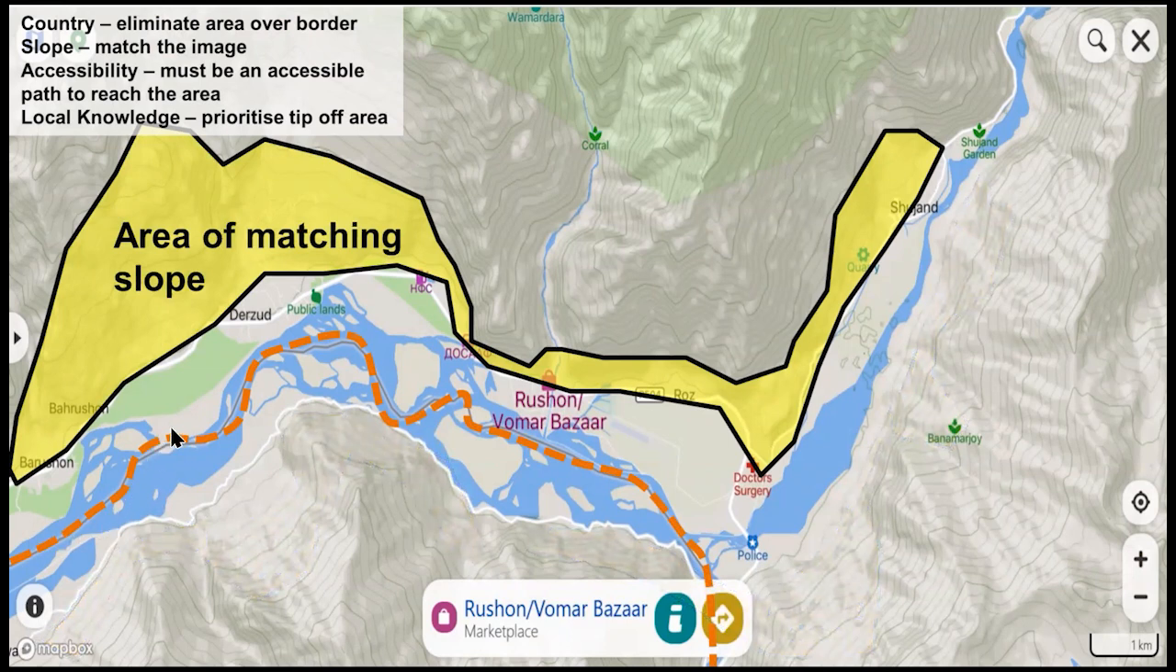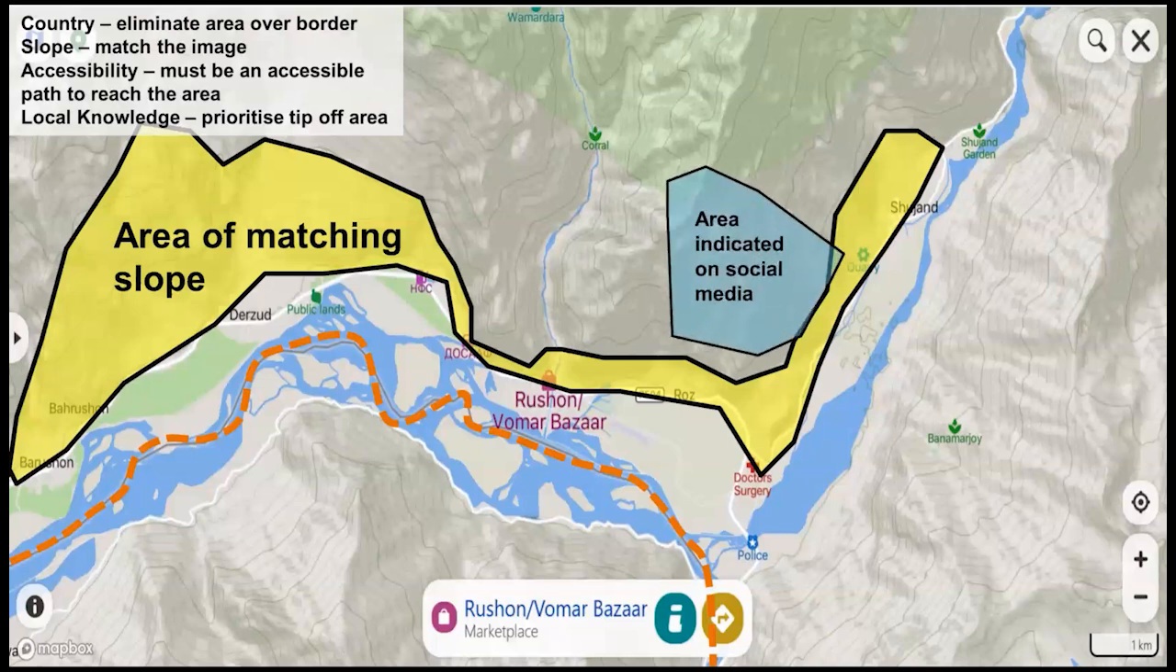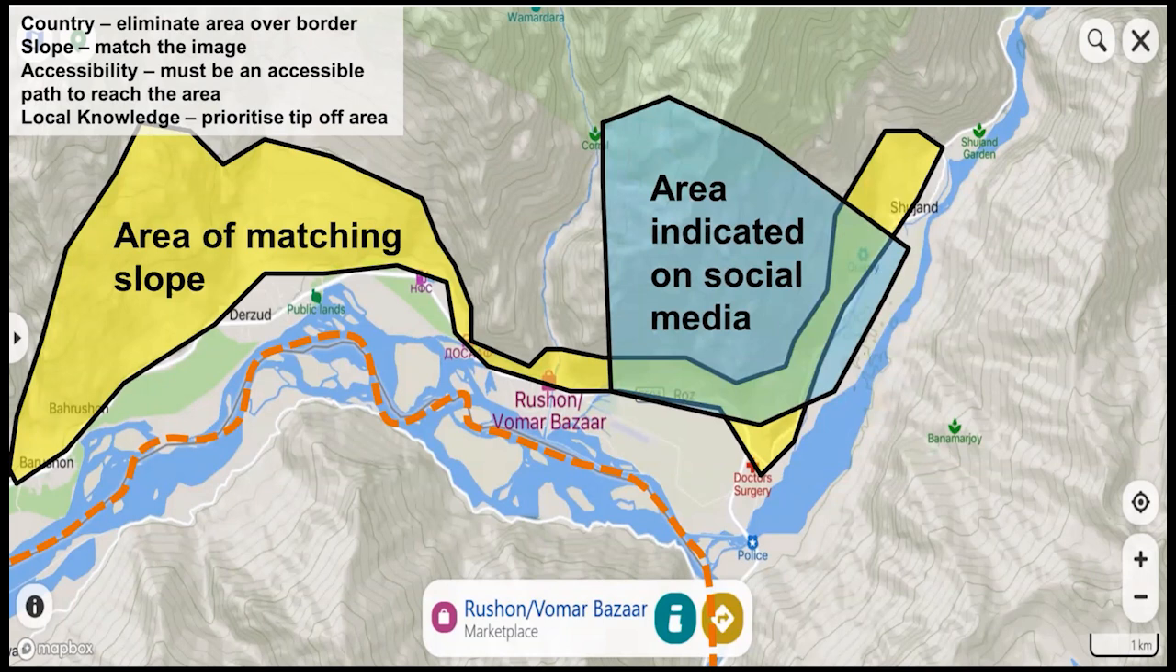Well, that is the border. So anything which is not in Tajikistan, we will eliminate because we know that it's unlikely that anything like this would cross the border into Afghanistan. So we've said, first of all, we're going to search in Tajikistan with that kind of slope. And then we put in the area from the tip-off indicated on social media. So that makes this area more likely. Of course, it could be anywhere, but probabilistically, it's more likely to be somewhere here. And that local knowledge has, again, reduced our search space.